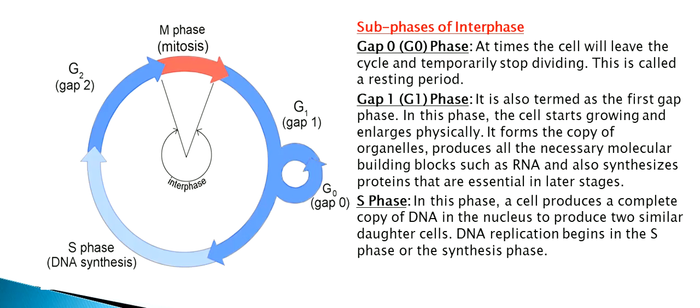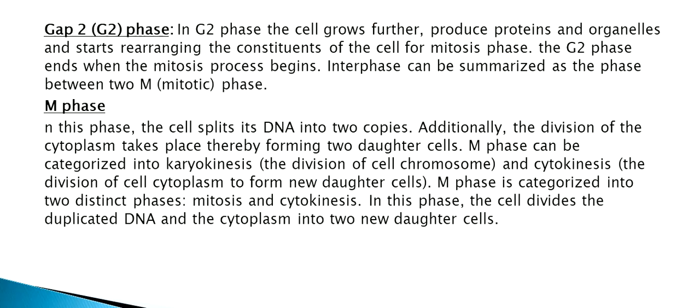S phase. In this phase, a cell produces a complete copy of DNA in the nucleus to produce two similar daughter cells. DNA replication begins in the S phase or the synthesis phase. Gap 2 or G2 phase. In G2 phase, the cell grows further, produces proteins and organelles, and starts rearranging the constituents of the cell for mitosis phase. The G2 phase ends when the mitosis process begins. Interphase can be summarized as the phase between two mitotic phases.